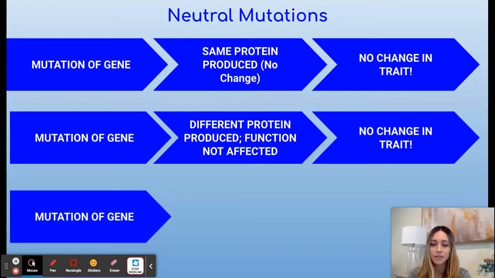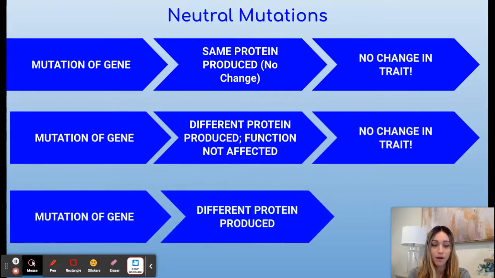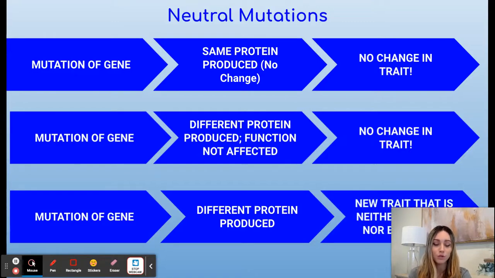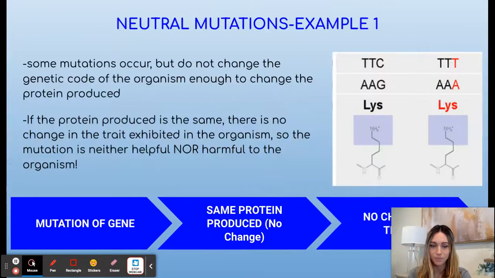The third instance is where there is a mutation that causes a different protein to be produced, which does lead to a new trait, but that trait is not positive or negative, not beneficial or harmful to the organism, meaning overall it has no impact on the organism. Let's look at a couple of examples.